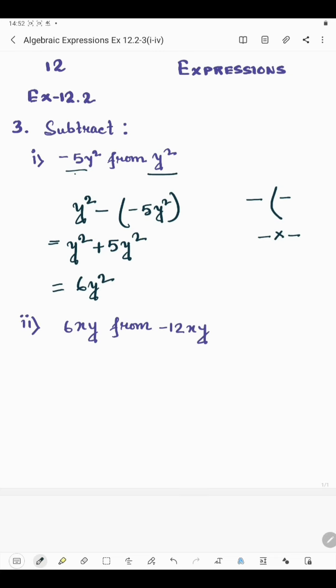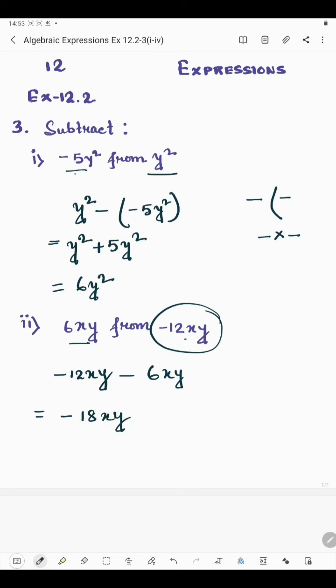Now coming to the second part. In the second part we have 6xy from minus 12xy. So we will have to subtract 6xy from this. Means from minus 12xy we will have to subtract 6xy. So we will put a minus sign and then 6xy to be subtracted from the term minus 12xy. So it will be minus 12xy minus 6xy. Okay. Now minus minus, so 12 plus 6 is 18, and since both the terms have a negative sign, it will be minus 18, and then we write the variable part, which is xy. So the answer of the second part will be minus 18xy.